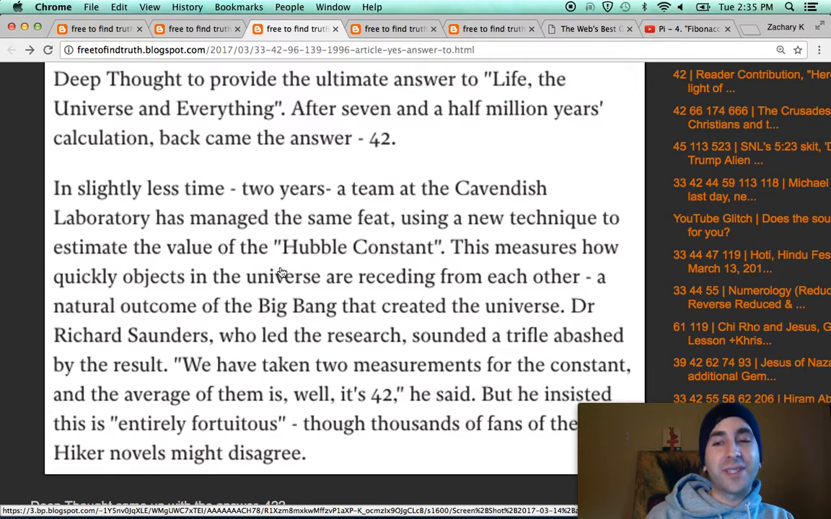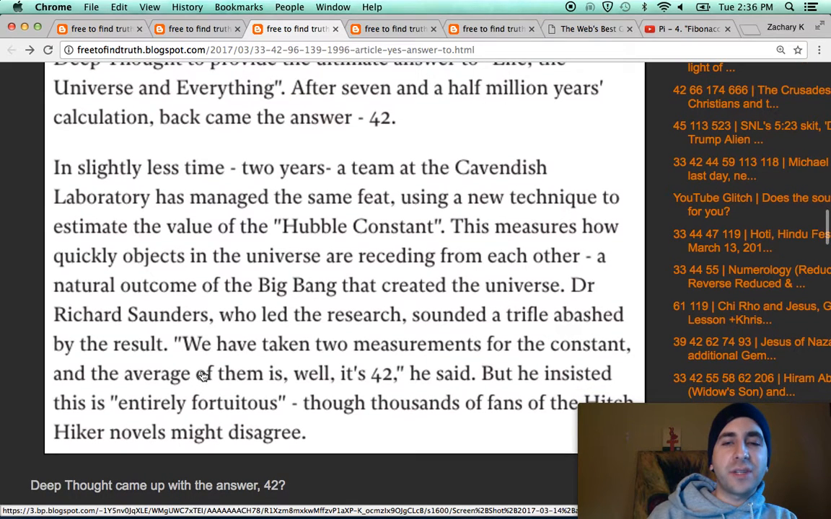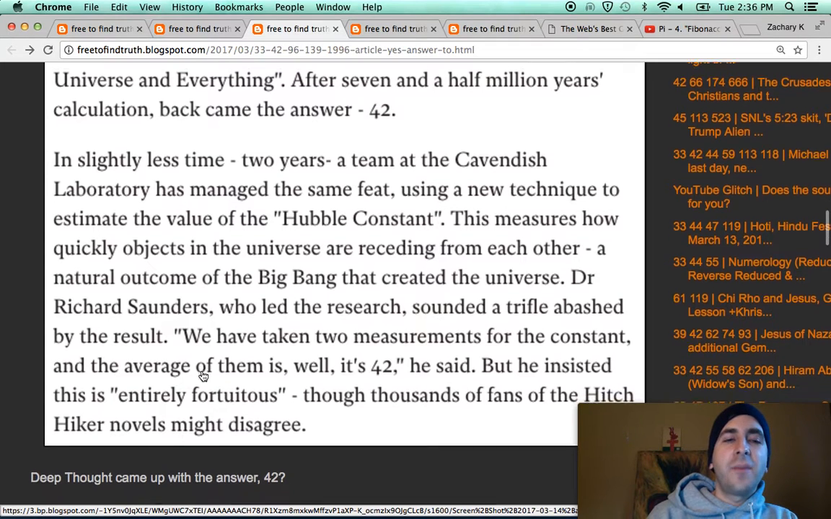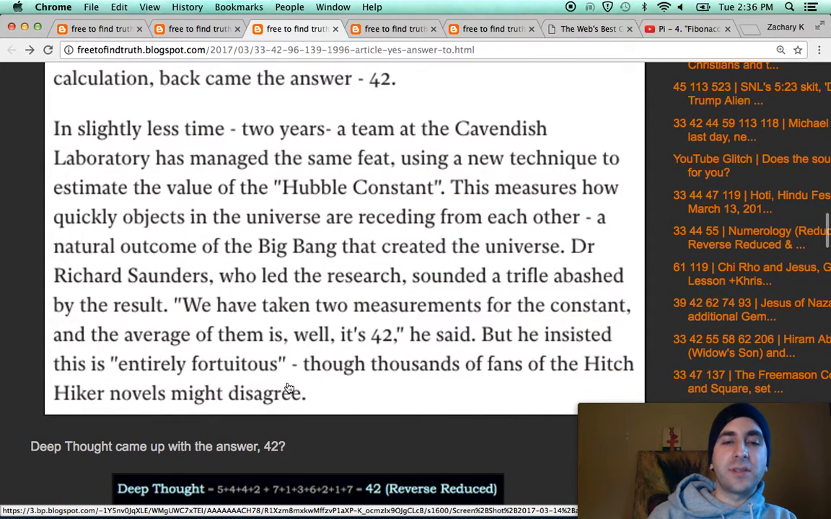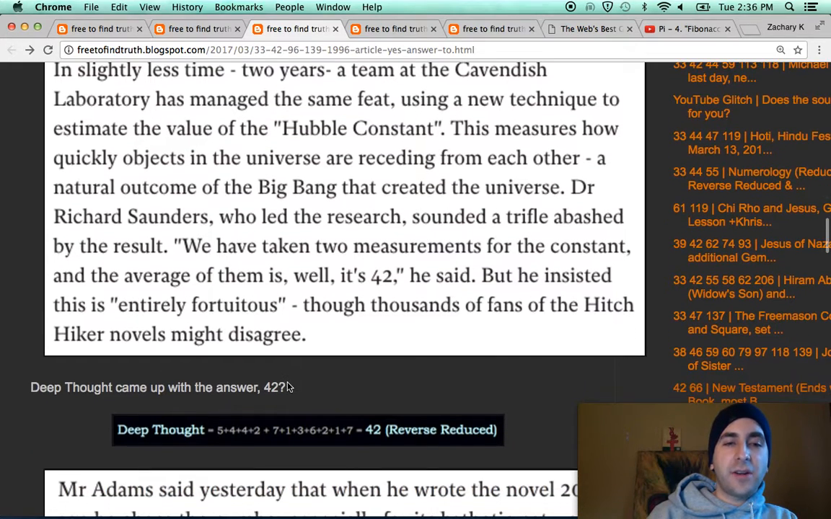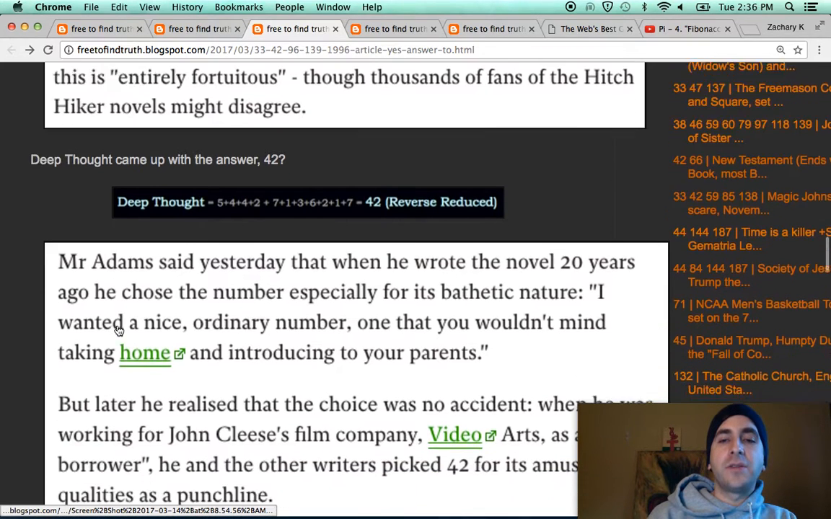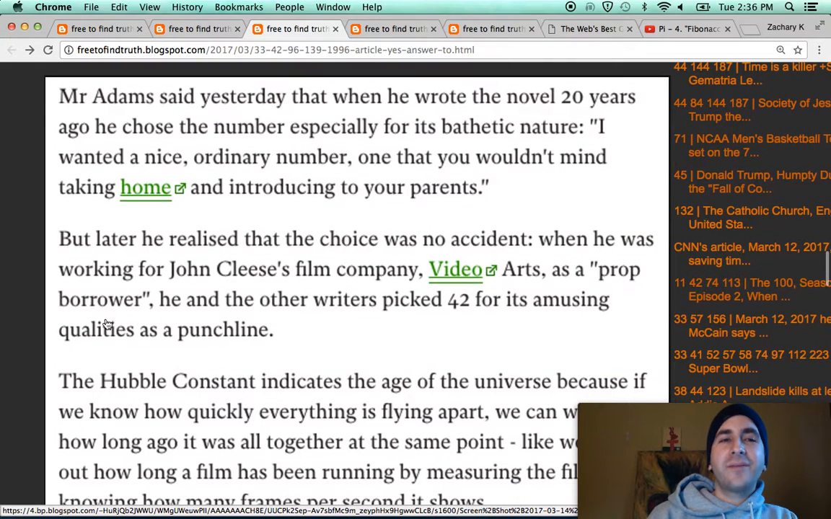Remember Big Bang, who wants to guess the gematria of Big Bang? That created the universe. Dr. Richard Saunders, who led the research, sounded a trifle abashed by the result. We have taken 2 measurements for the constant, and the average of them is, well, it's 42, he said. But he insisted this is entirely fortuitous, though thousands of fans of the Hitchhiker novels might disagree. So the machine that thought it up was called Deep Thought, which equals 42, and as we'll get to with Big Bang, it also sums to 42. Let us continue on. There's so much more to this.